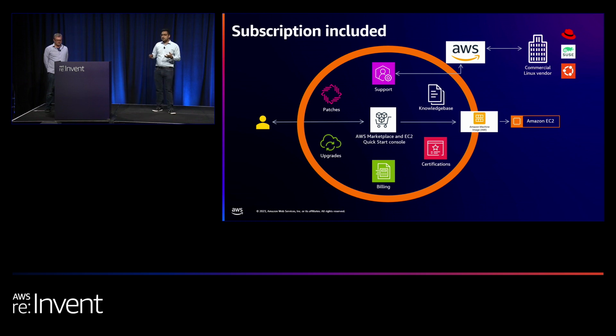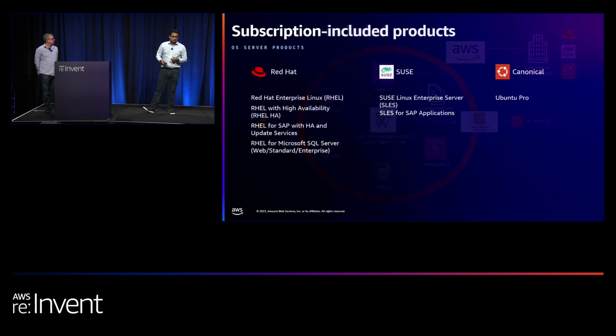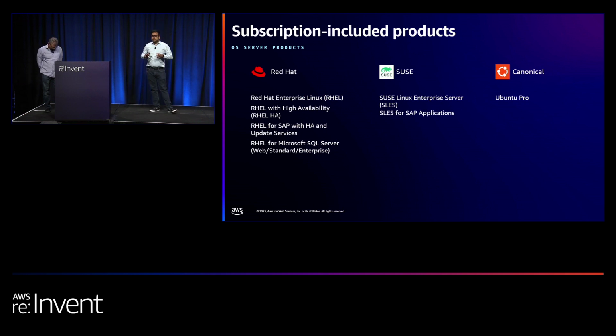This model is especially useful if you're a born-in-the-cloud customer or if you've migrated all of your workloads to AWS. It provides a lot of operational simplicity and scaling, as I mentioned, along with your infrastructure. There are a number of subscription-included products that we support. So for each of these, we work with our OS partners to provide the latest and most secure images, and you get access to updates and patches through the update infrastructure.